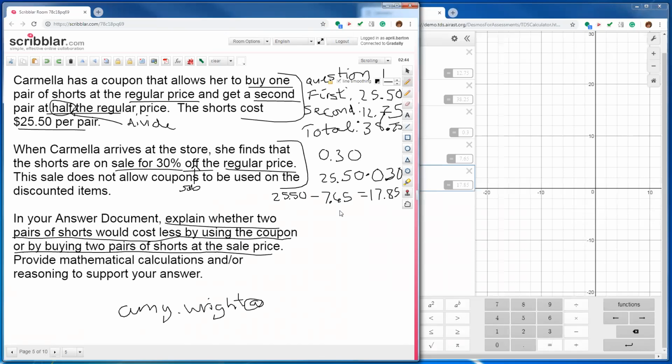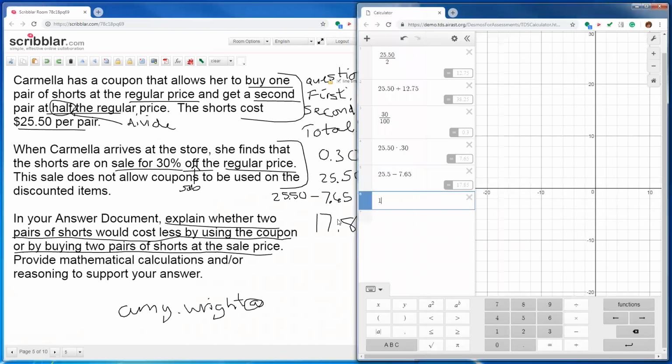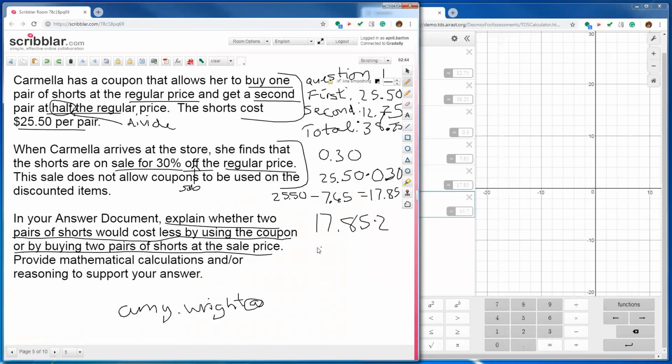How do I find two pairs of shorts? Times it by 2. You could also have done $17.85 plus $17.85. Couple options this time. But it'd be easier to times by 2. So $35.70. So then the 30% off would be better.